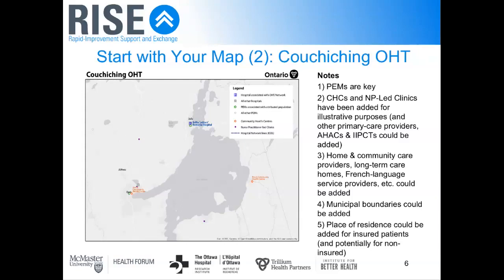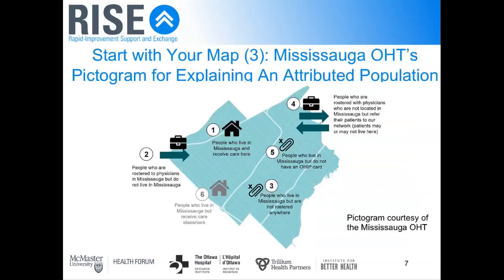Just 2 patient enrollment models, just 2 CHCs, 1 nurse practitioner-led clinic, and you'll see just 1 hospital is showing because the primary care providers largely refer to that 1 hospital. So we're now going to turn to Mississauga Ontario Health Team, which has a much more complicated picture. And because of that complexity, they've come up with a pictogram that they are using to communicate with providers and community members so that people can understand what the attributed population means for that community.